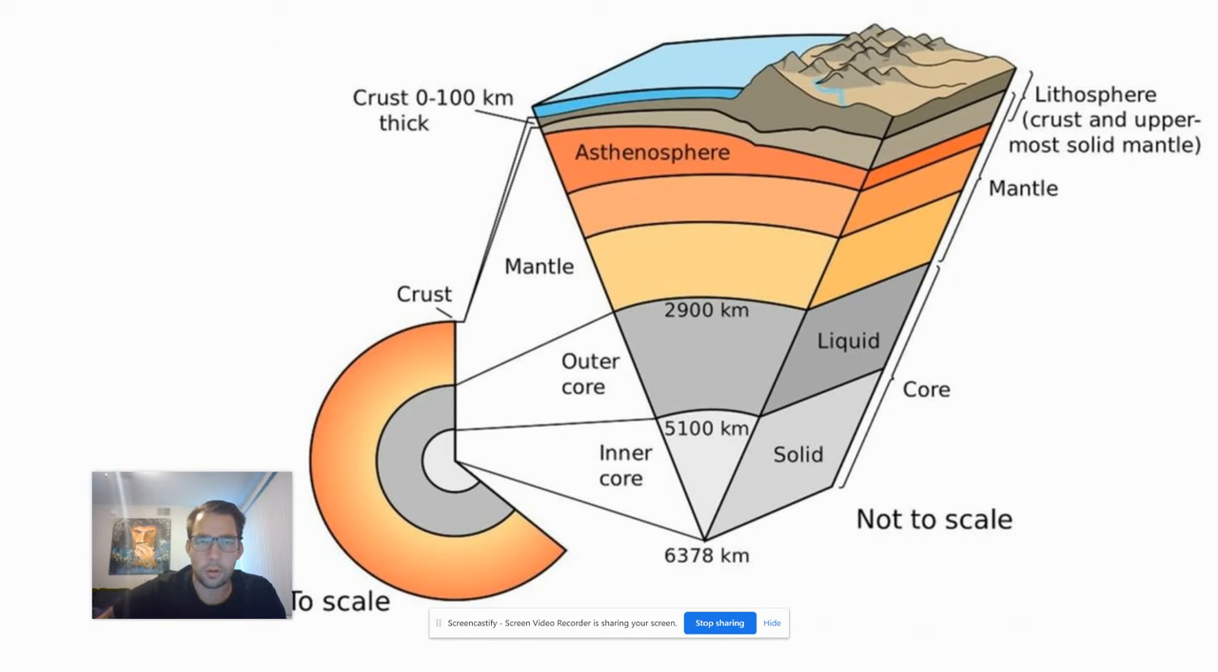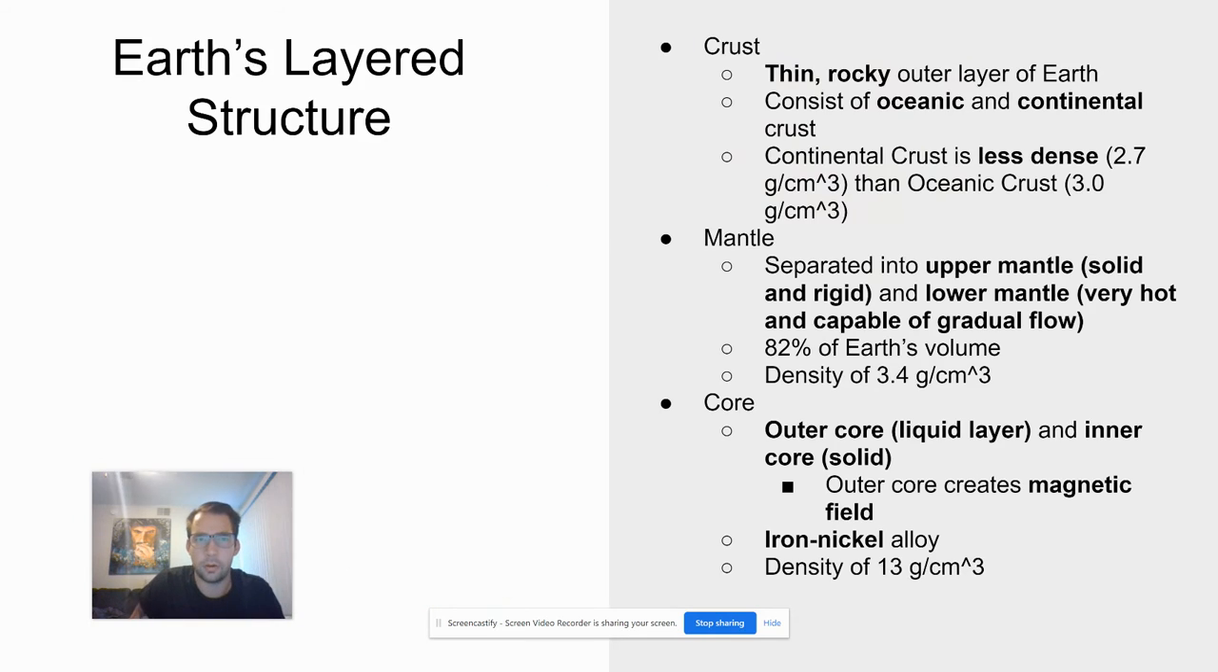Okay, so we're going to be talking about all these different layers of the Earth. We're going to talk about the crust, the mantle, and the core, as well as the lithosphere and the asthenosphere, and the differences and similarities between any of these layers.